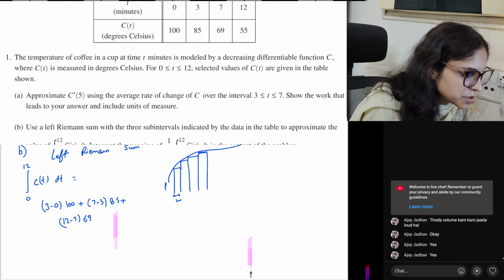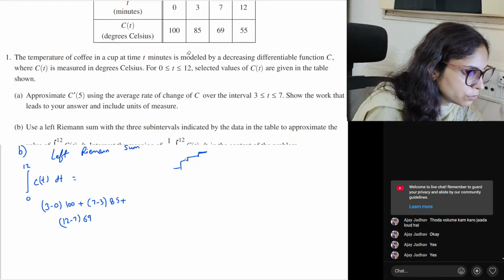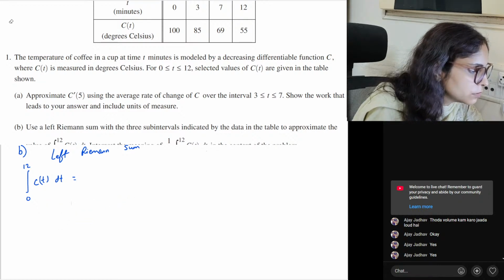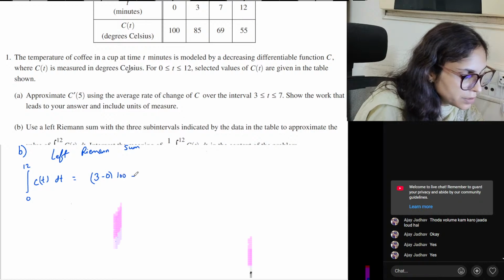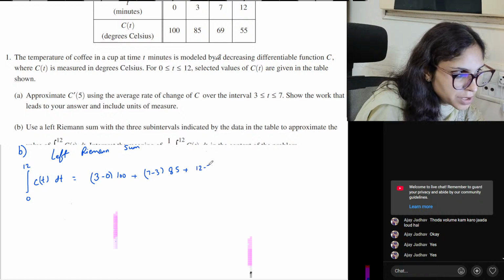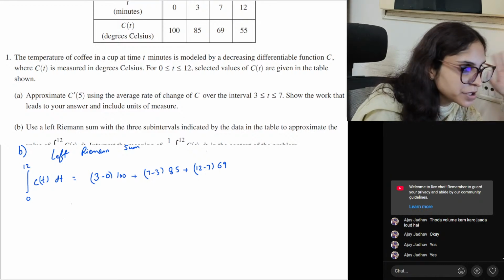And actually, just give me a second. I want to erase this and write everything in one go. So 3 minus 0 multiplied by 100. 7 minus 3 multiplied by 85. And 12 minus 7 multiplied by 69. 100, 85, 69. 3 minus 0, 7 minus 3, 12 minus 7. Perfect.